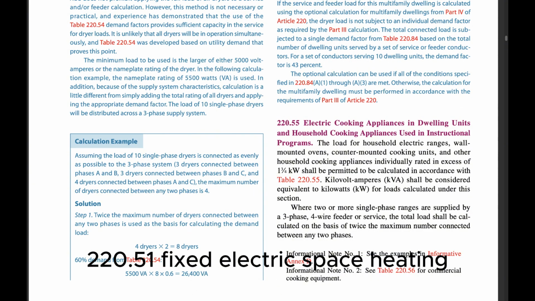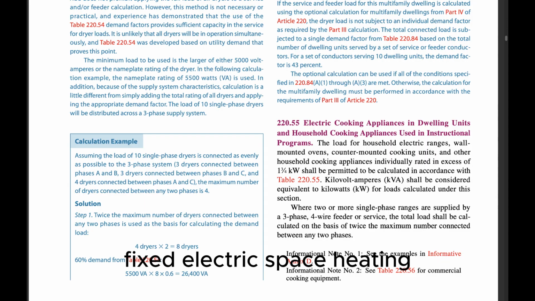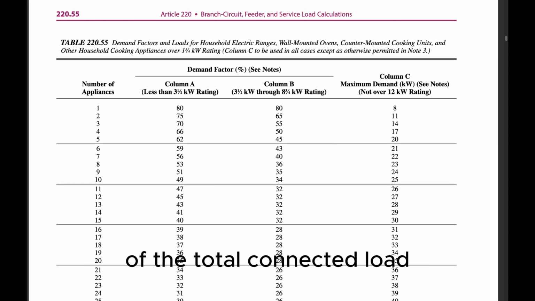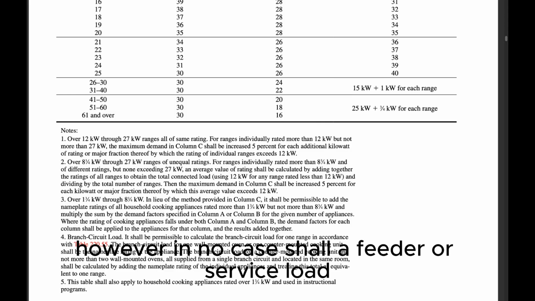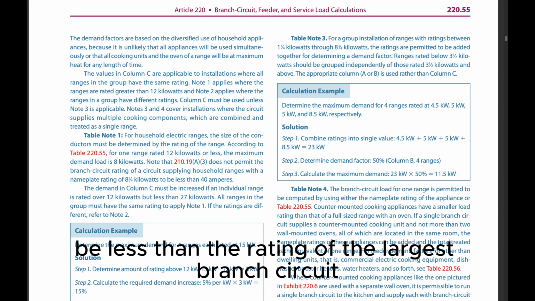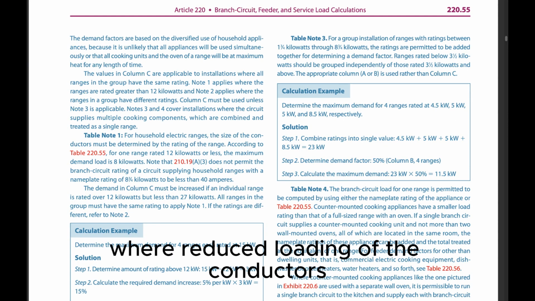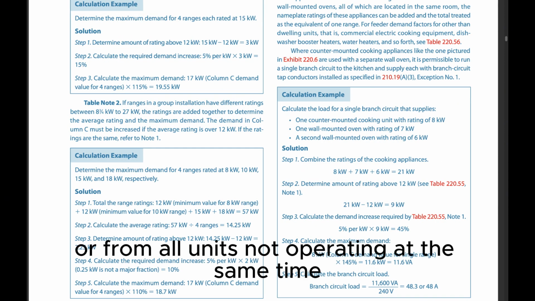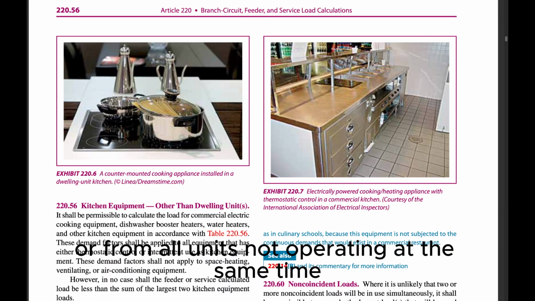220.51 Fixed electric space heating. Fixed electric space heating loads shall be calculated at 100% of the total connected load. However, in no case shall a feeder or service load current rating be less than the rating of the largest branch circuit supplied. Exception: where reduced loading of the conductors results from units operating on duty cycle, intermittently, or from all units not operating at the same time.